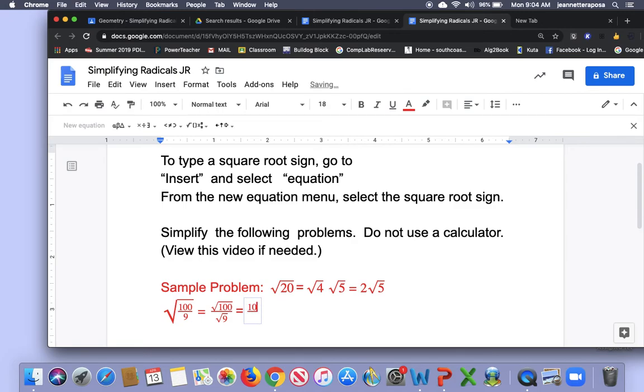So the square root of 100 is 10, and in the denominator, the square root of 9 is 3. So I have the fraction 10/3. And that's how you make a radical expression in Google Doc.